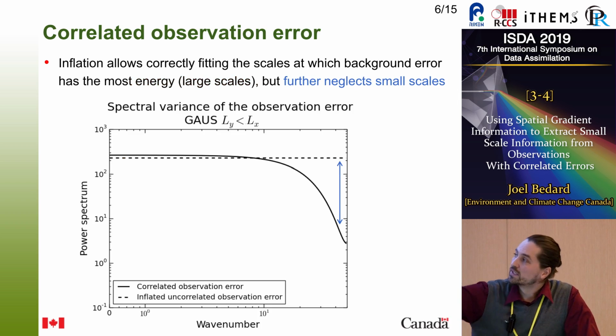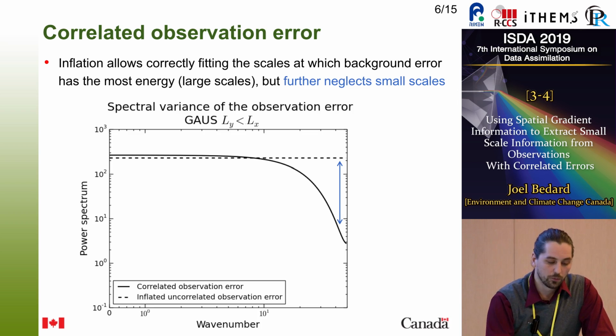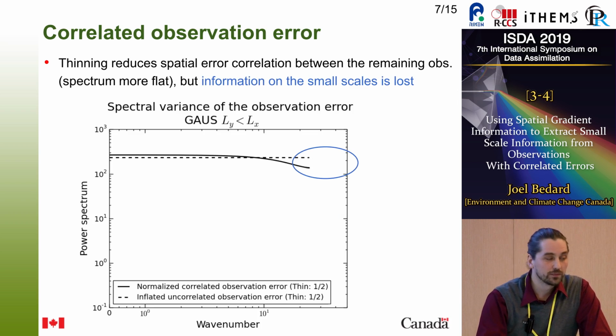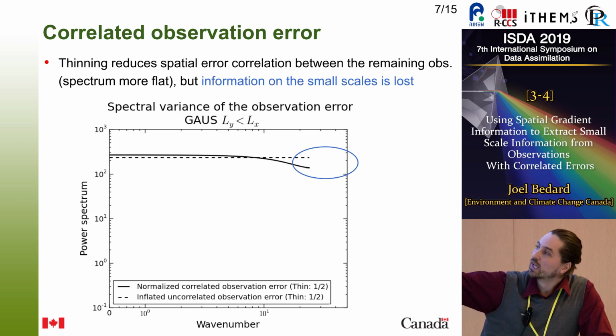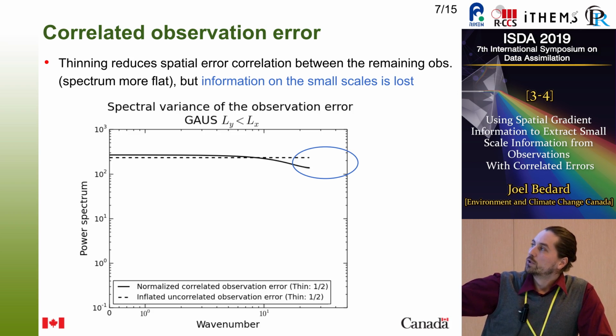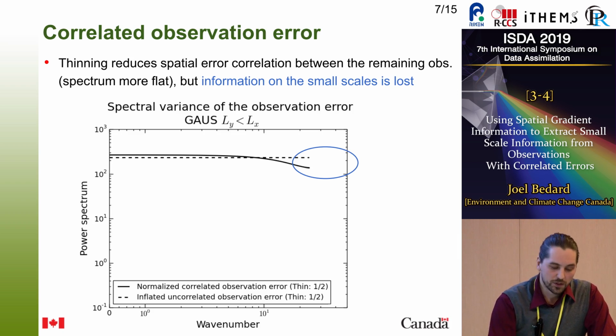But in the end, as we can see in blue here, we further neglect the small scales. We also often do some data thinning. Here we can see that from thinning, the spectrum becomes more flat, so we reduce the correlation between the remaining observations, but again, we're losing information at the small scales.